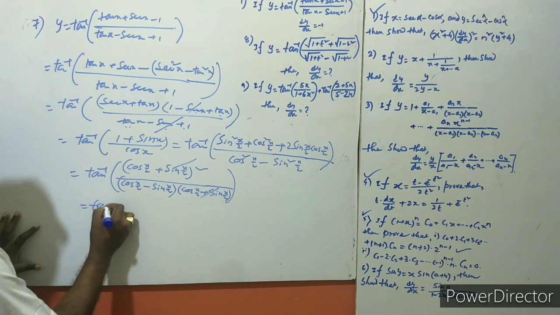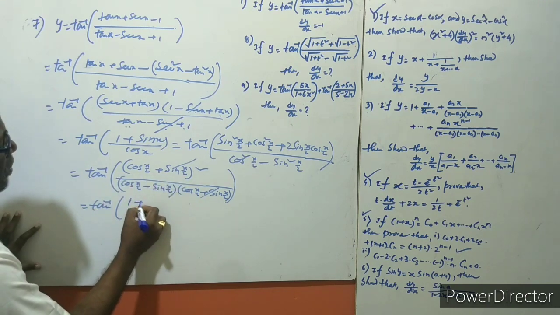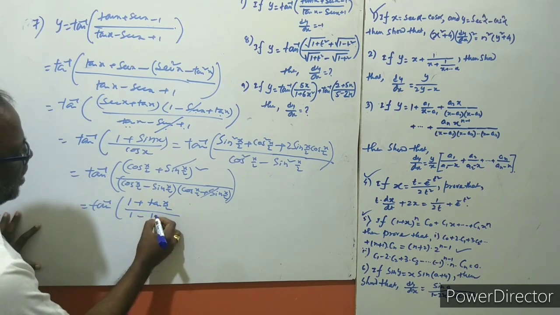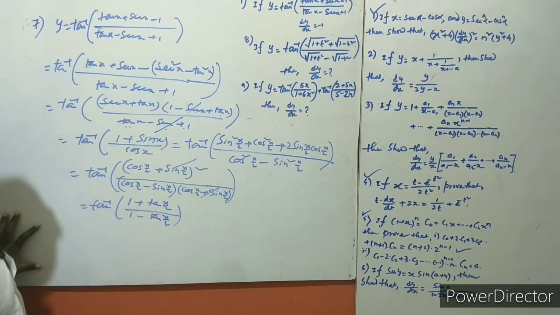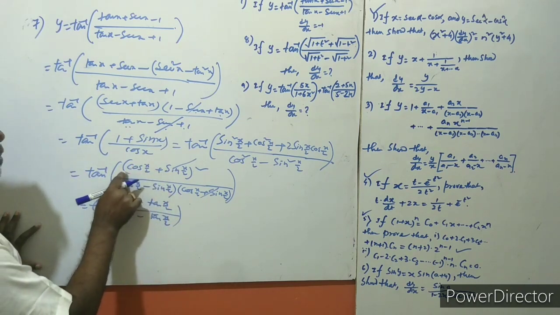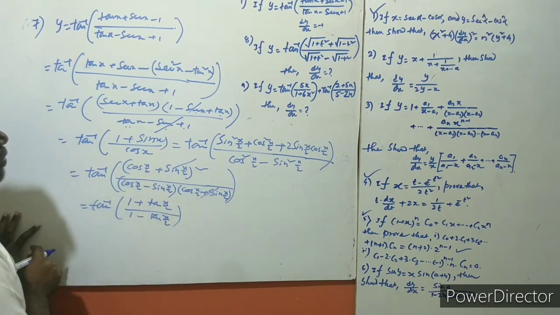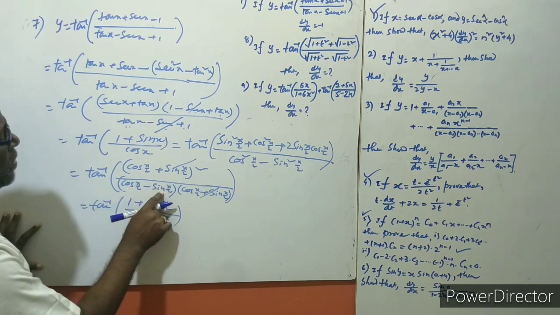Cancel. So this is tan inverse, divided by cos, so you get here 1 plus tan x by 2 over 1 minus tan x by 2. Not both sides, numerator and denominator part. Okay, for this we have to divide by cos x by 2, and also this by cos x by 2. So this is 1 and this is cos by sin, which is tan, and this is 1, this is sin by cos, which is tan.